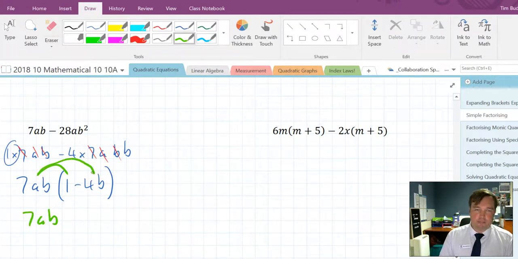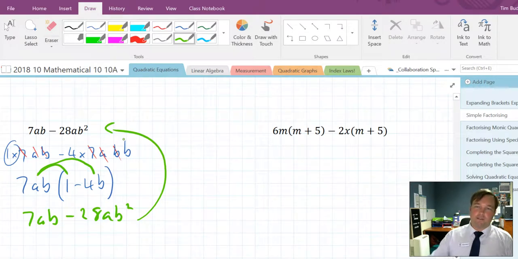7ab times minus 4b, well, 7 times minus 4 is minus 28. The a stays because it combines with nothing, but the b combines with the other b to make b squared, and we get back to there. So we should be comfortable that when we factorise, we can always go back to where we started.